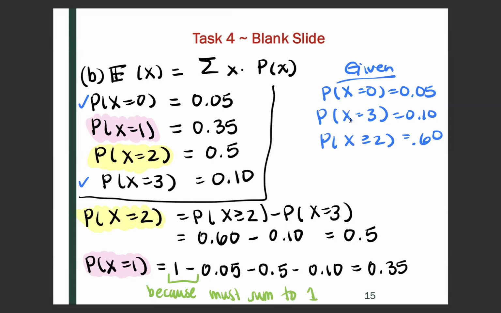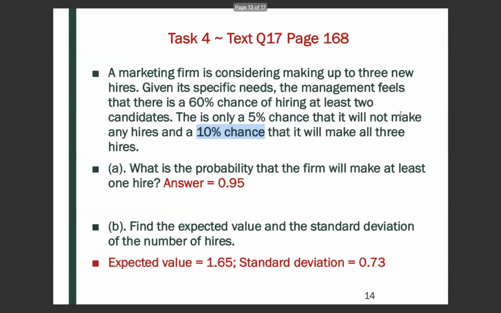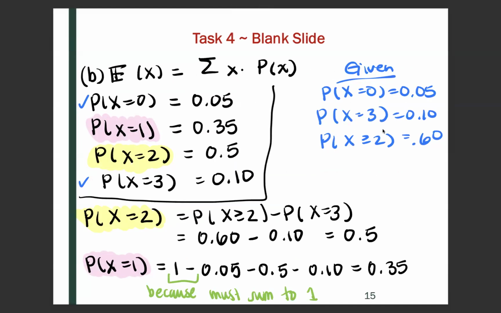So that's the probability that x equals 3 is 0.10. And then we were also given that there's a 60% chance of hiring at least 2 candidates. So that's the probability of x greater than or equal to 2, because at least 2 means equal to 2 or more than 2. So that's 0.6. And so now we want to come up with the associated probabilities for each value that x can take. So the probability that x equals 0, this was given to us. It was 0.05. And the probability that x equals 3, that was also given to us.